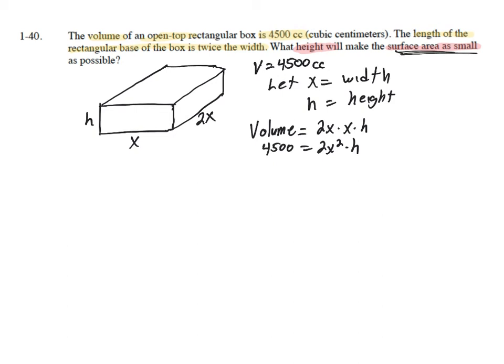Well, that comes from the question being highlighted in red that says surface area. So my surface area is the sum of the 5 sides, because remember, the top is open. The base is x by 2x, plus the front is x times h. The back is x times h, because there's 2 of those. The right side is 2x times h. And the left side is 2x times h.